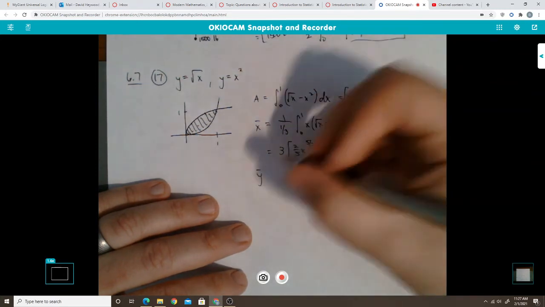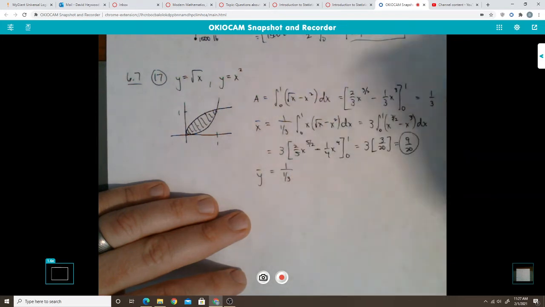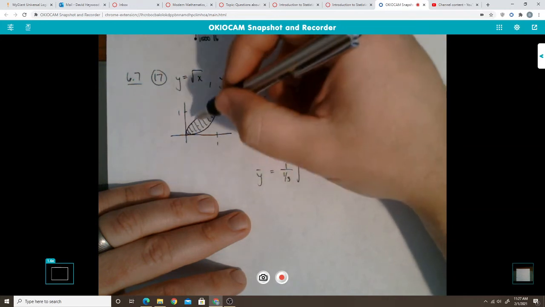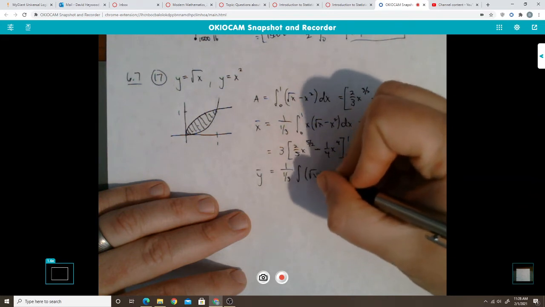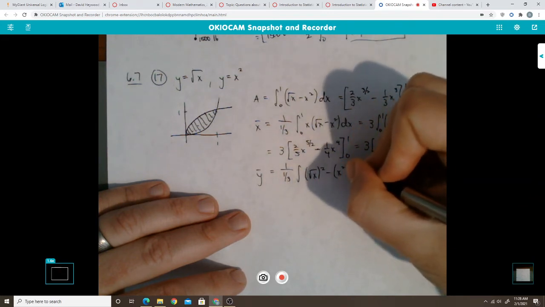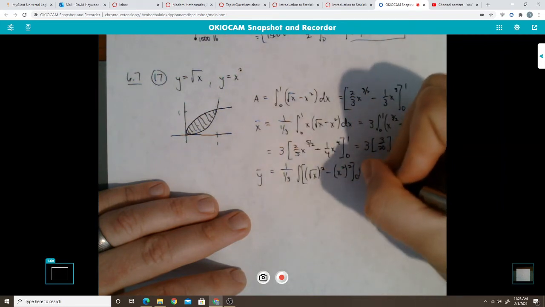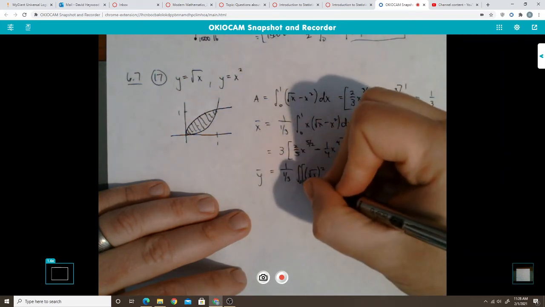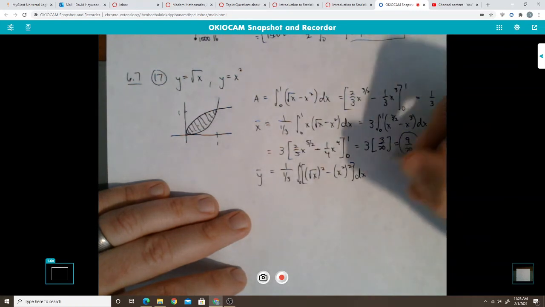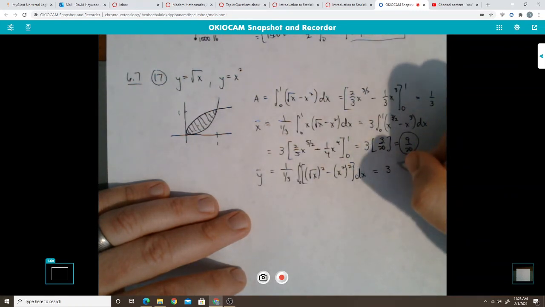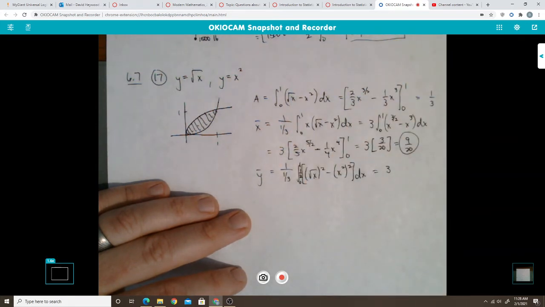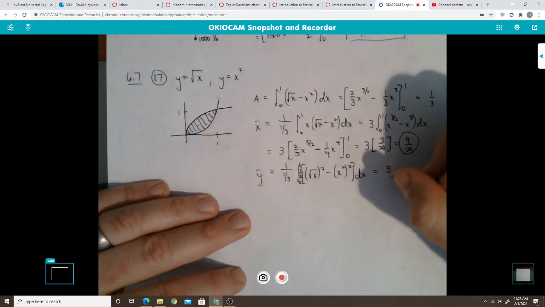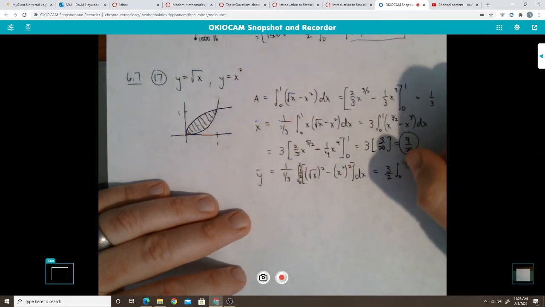Y bar is, again, 1 over the area of the region times the integral of, this time it's going to be f of x squared minus g of x squared, right? Top function squared minus bottom function squared. Oh, and I guess I should say this is going to go from 0 to 1, right? Okay. So that's 3 times, oh, and it's 1/2. I almost forgot. There should be a 1/2 here too. Okay, so I'm going to pull that out though. It's going to be 3/2 times the integral from 0 to 1.